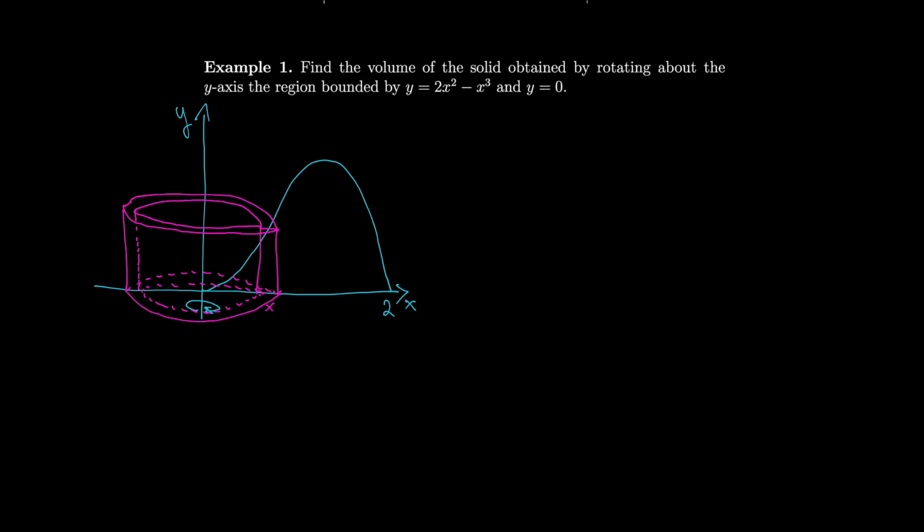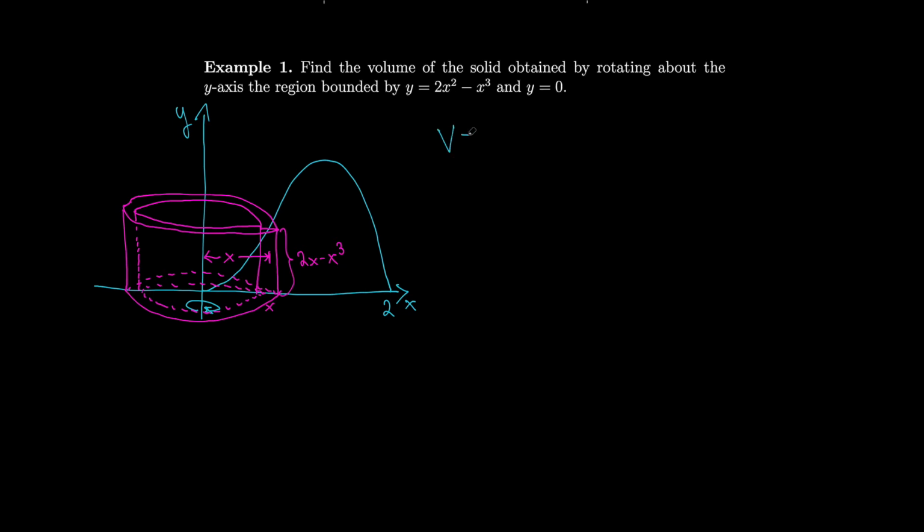So if I want to know how far it is from here to here, the x value, that's the radius of the shell. Well, again, that's the x value. So this is x. And then the height of the shell is the y value. So the height is 2x minus x cubed. So I think that's enough information for us to solve this problem now.